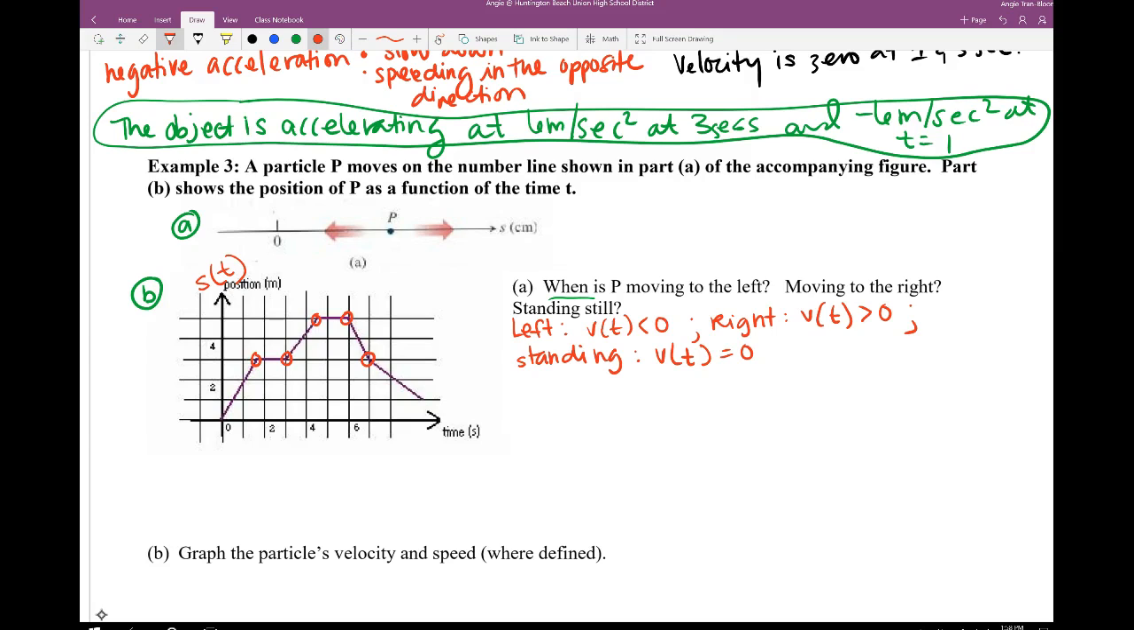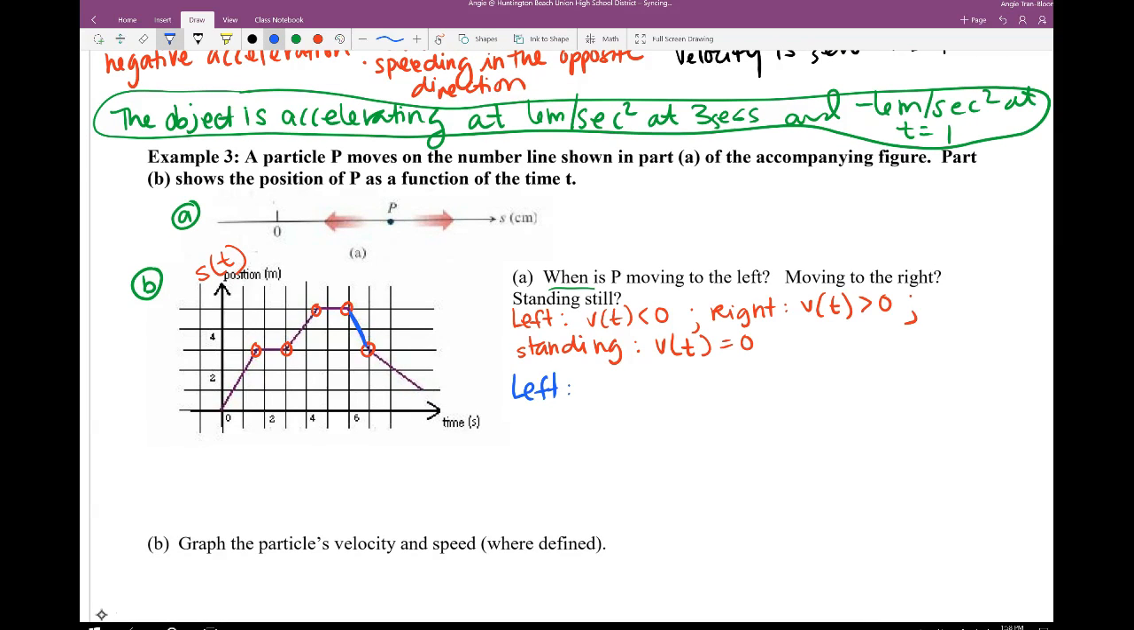Okay, so let's start with left. Left is when I'm looking for the derivative being negative, so I'm looking for the slope of the position being negative. The first negative slope I see is right here. So this is 0, this is 1, this is 2, this is 3, that's 4, this is 5, this is 6, this is 7, this is 8. Would you agree that it is negative from 6 to 7? So left from 6 to 7.